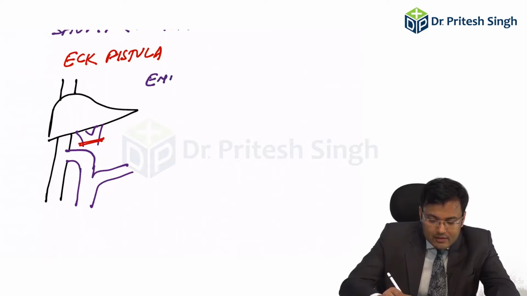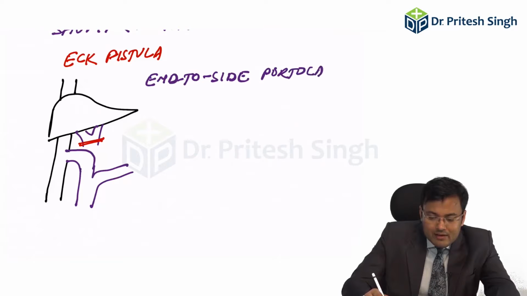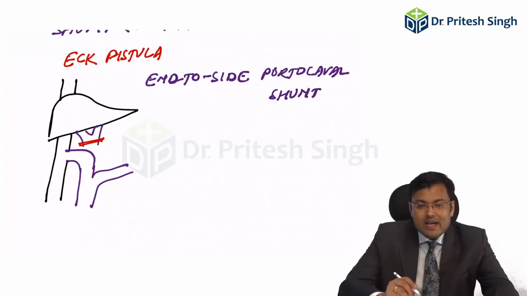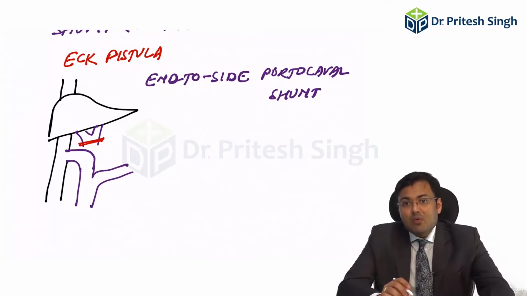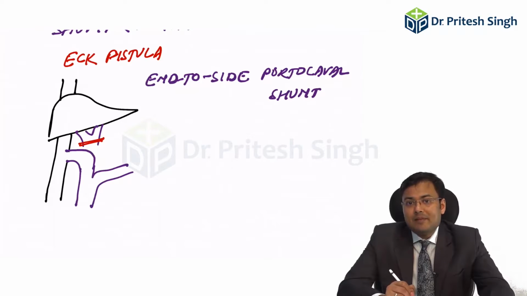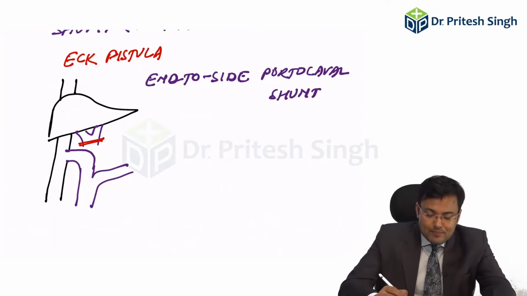End to side portocaval shunt. So this one is end to side portocaval shunt. Why? Because end of portal vein is sutured to side of vena cava. What is the biggest problem?